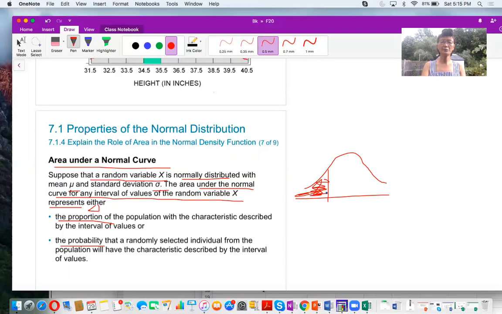area has two interpretations. One, it is the proportion of the population, okay, with some characteristics. The second interpretation, it is the probability that an individual from the population will have the characteristics.